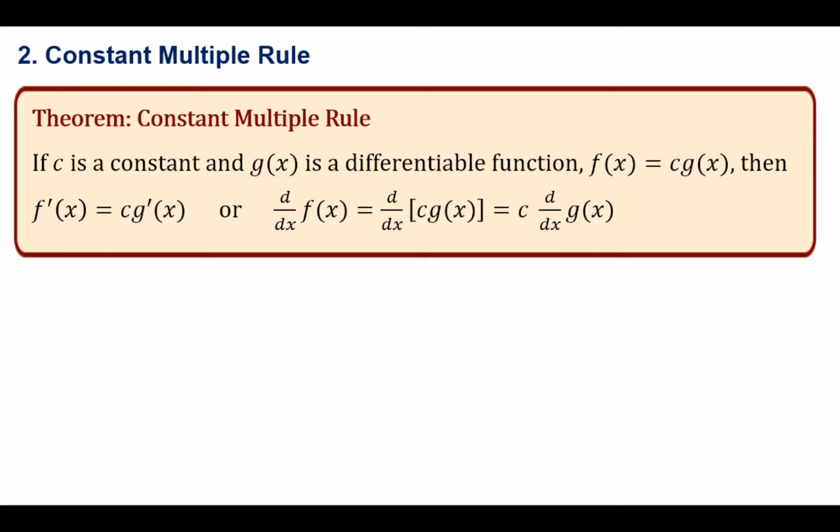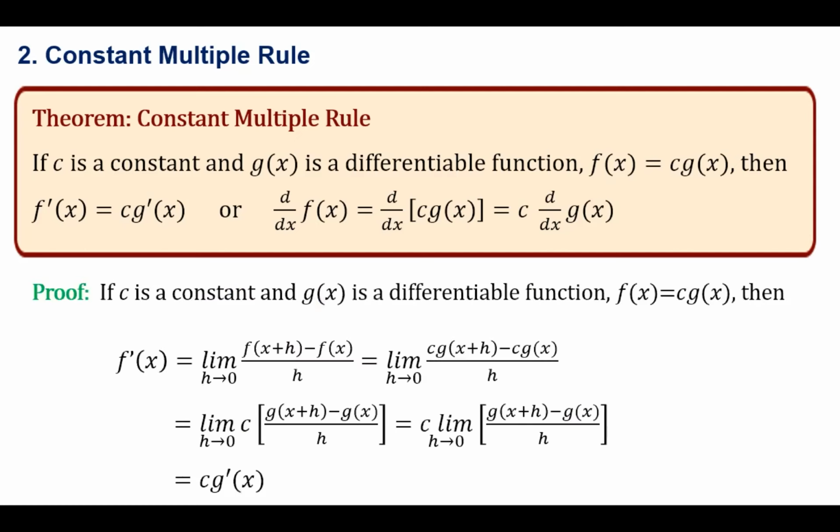Okay, all right, let's have a look at the proof here. So actually you can prove this using the first principle definition. The derivative of f(x) is the limit of f(x plus h) minus f(x) over h, as h approaches 0, right? Then let's put all values in. f(x plus h) is just c times g(x plus h). And f(x) is c times g(x), right? Then we can put c in front. c is a common factor.